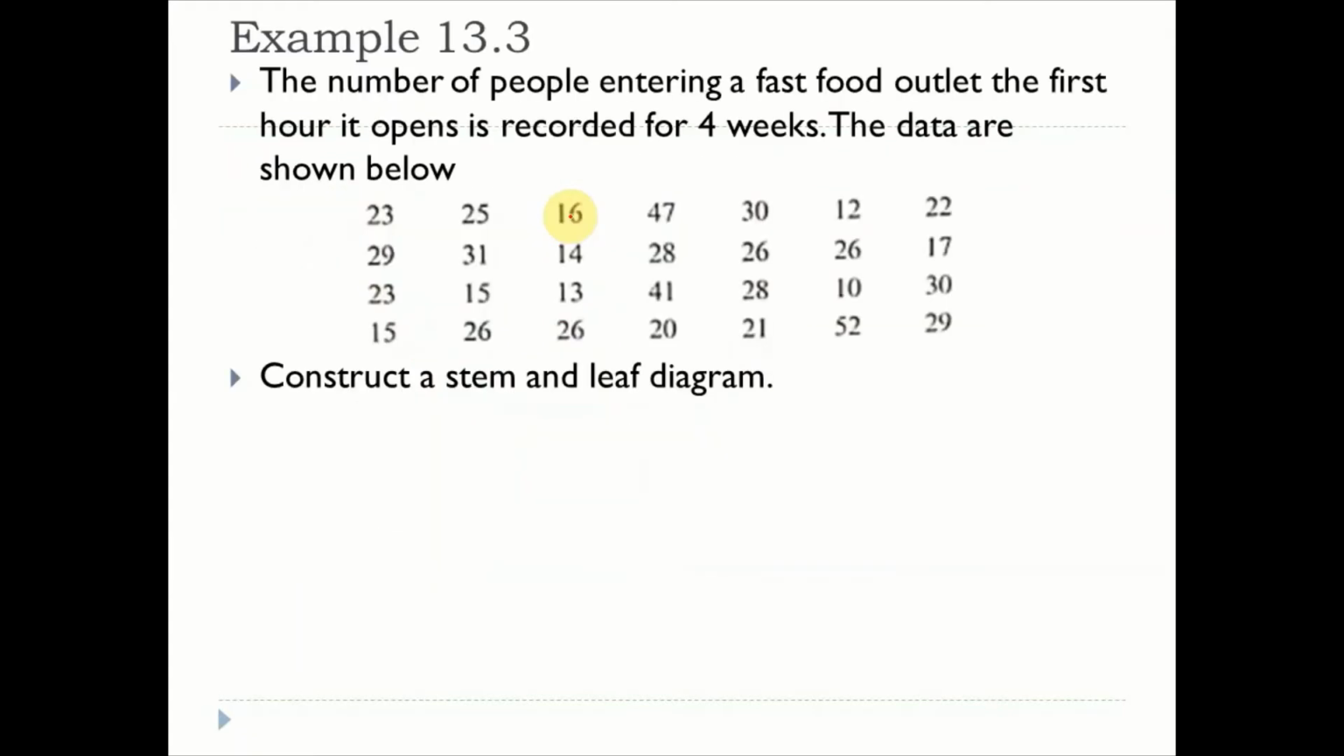So kita try yang banyak sikit nombor dia. This is example 13.3 from your textbook. This is number of people entering a fast food outlet for the first hour it opens, and it is recorded for 4 weeks. The data are shown below. So 4 weeks, that's why dia ada 1, 2, 3, 4. Ni 1 minggu, second week, third week, fourth week.